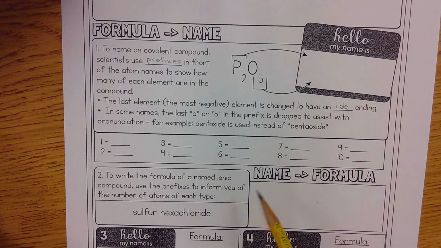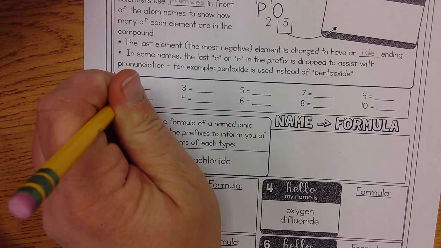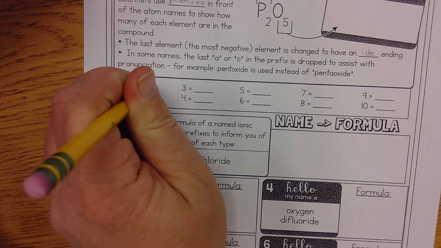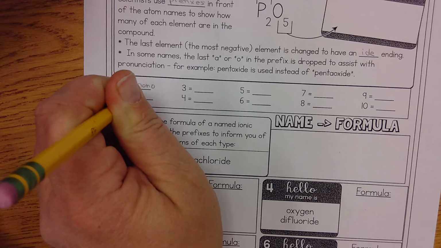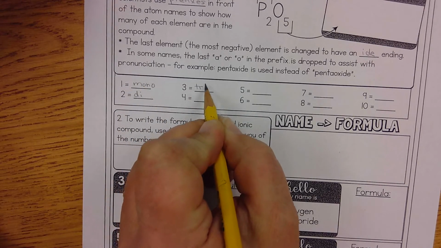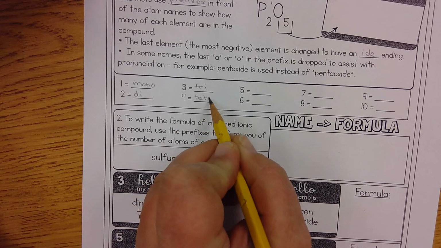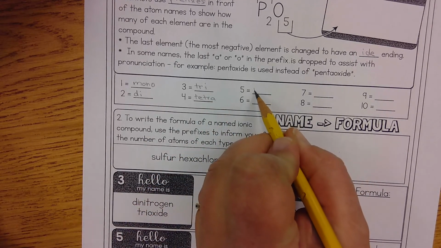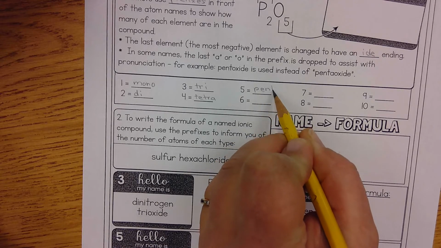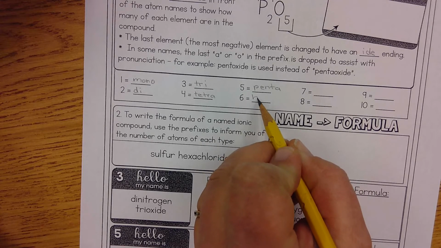So I'm going to come back to this, but let's put in the prefixes right now. So these are what they are. 1 is mono, 2 is di, 3 is tri, like tricycle or triangle, right? 4 is tetra. That's the prefix that means 4. 5 is penta. Some of these are similar to math. You might recognize them. 6 is hexa.